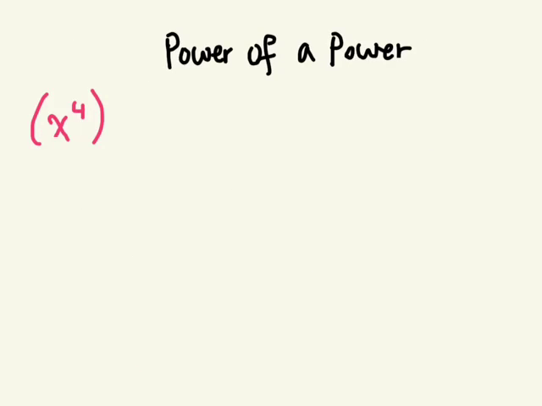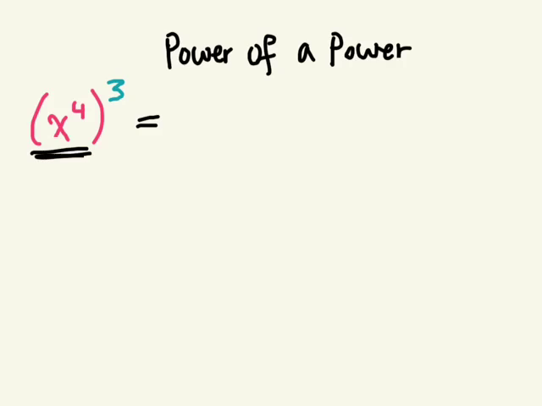Okay, now we're going to be looking at another exponent law, which is power of a power. So for example, I have x to the power of 4, and I want to put all of that to the power of 3. So I would read this as x to the power of 4 to the power of 3. So let's separate the first part.